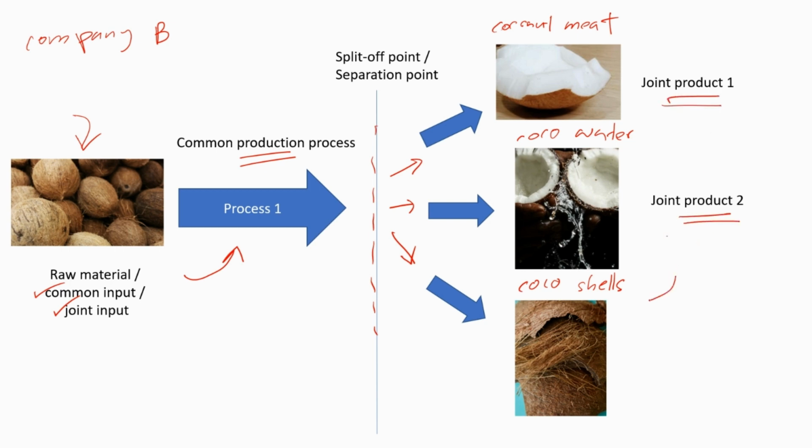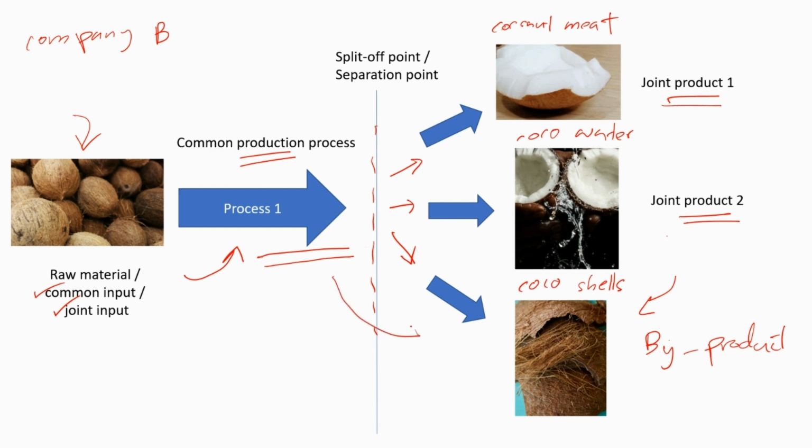So what about this product? So this is the byproduct because this product has a lesser value and utility, whereas coconut meat and coconut water have significant value and significant utility. So now you can understand a common production process will produce both joint products and byproducts at the same time. But also remember that not every common production process will produce byproducts.